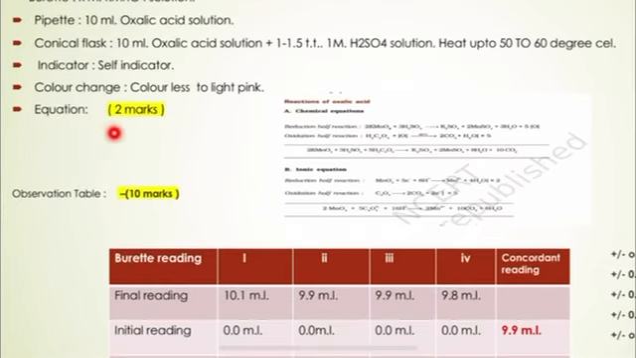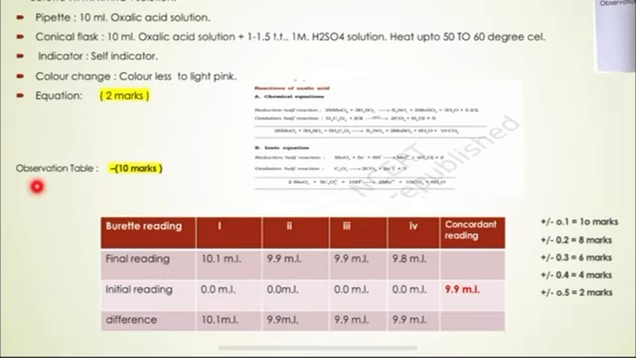After the observation note, we will write the equation. There are 2 types of equations, chemical equation and ionic equation. You can write any of these equations, and for that 2 marks are there. Now we will draw the observation table.